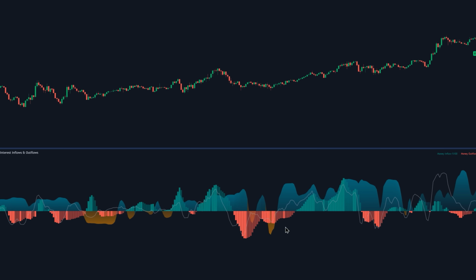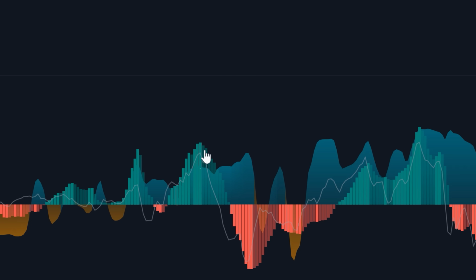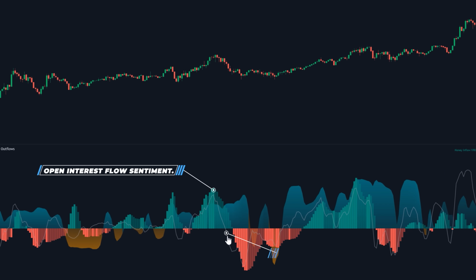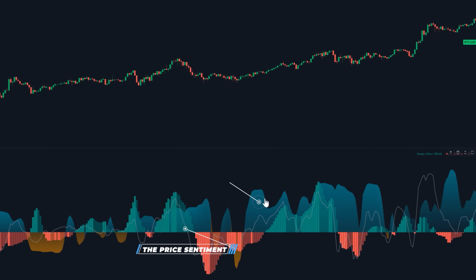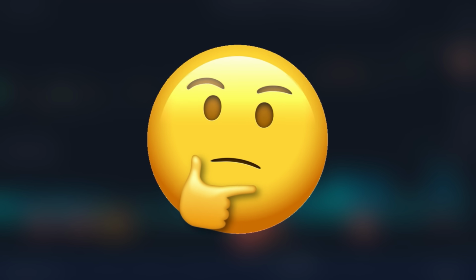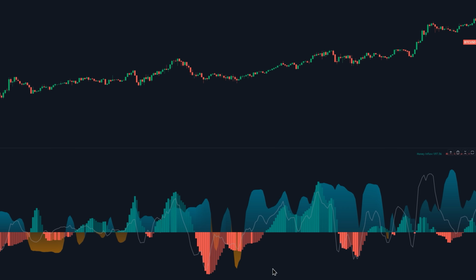As you can see, it's a super simple indicator, which is made up of the following components. This histogram is the open interest flow sentiment. This gray line is the price sentiment, and this is the open interest sentiment correlation. Also, looking at this indicator, you can see it has a zero level, which acts as the central axis point for the indicator's analysis. Now, at this point in time, I know you may be thinking, but what exactly does each component of this indicator actually do? Well, let's explore them step by step.